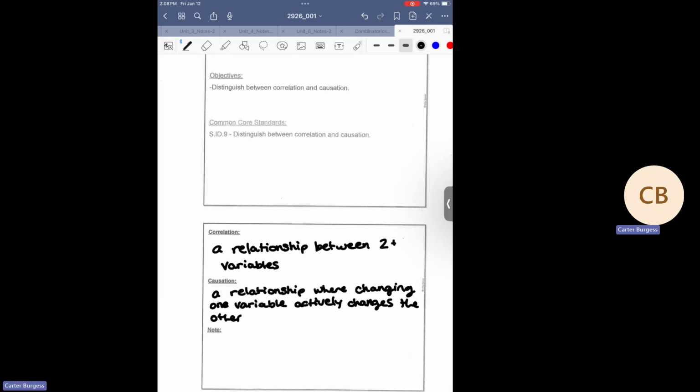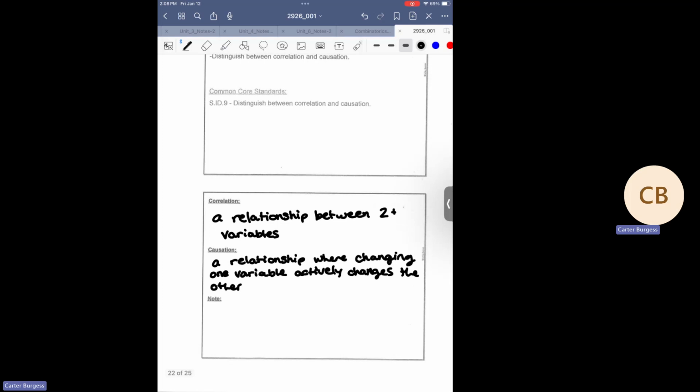And the way that that is done is through what we're just going to call experimental procedure. So causation is only something that we can infer, so can only be concluded from an experiment.